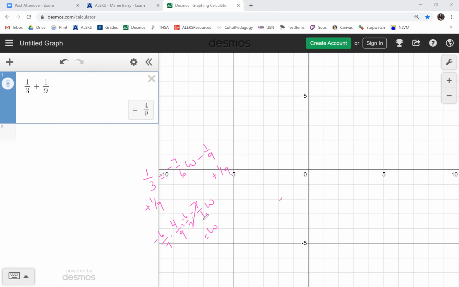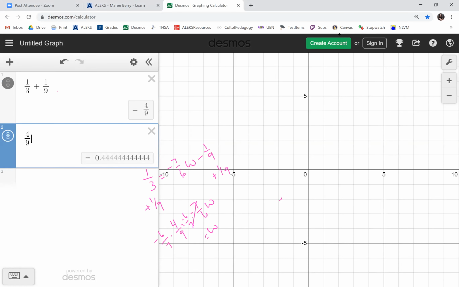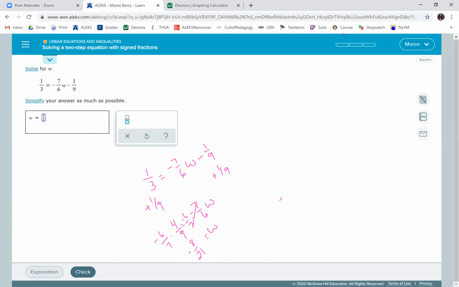Whatever 4/9 times 6/7 is, so I'm just going to do 4/9, right arrow, times, negative 6 divided by 7. And it gives me a decimal, but I don't want a decimal, I want it as a fraction. So then it's going to be negative 8/21. To me, this is much better than trying to get rid of the fractions, because sometimes you can make mistakes doing all that multiplying and stuff.